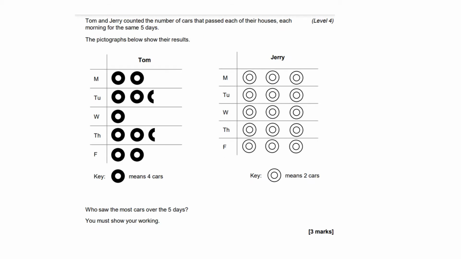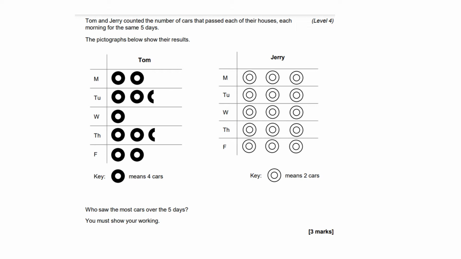So our first question: Tom and Jerry counted the number of cars that passed each of their houses each morning for the same 5 days. The pictograms below show their results. Who saw the most cars over the 5 days? You must show your working.